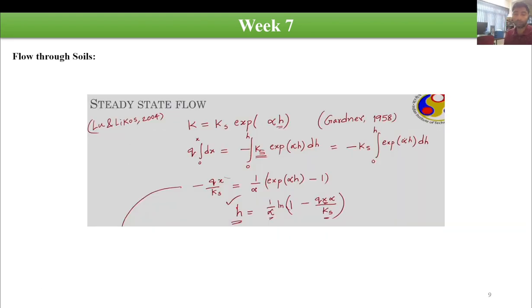Then other equations were also provided for this head variation. The second one is from Lu and Lee-Cos. He has provided the head variation as this expression, where h is equal to 1 upon alpha ln 1 minus qx alpha upon ks. So here the factor which needs to be determined from the experiments is alpha, and ks is the hydraulic conductivity at saturation.